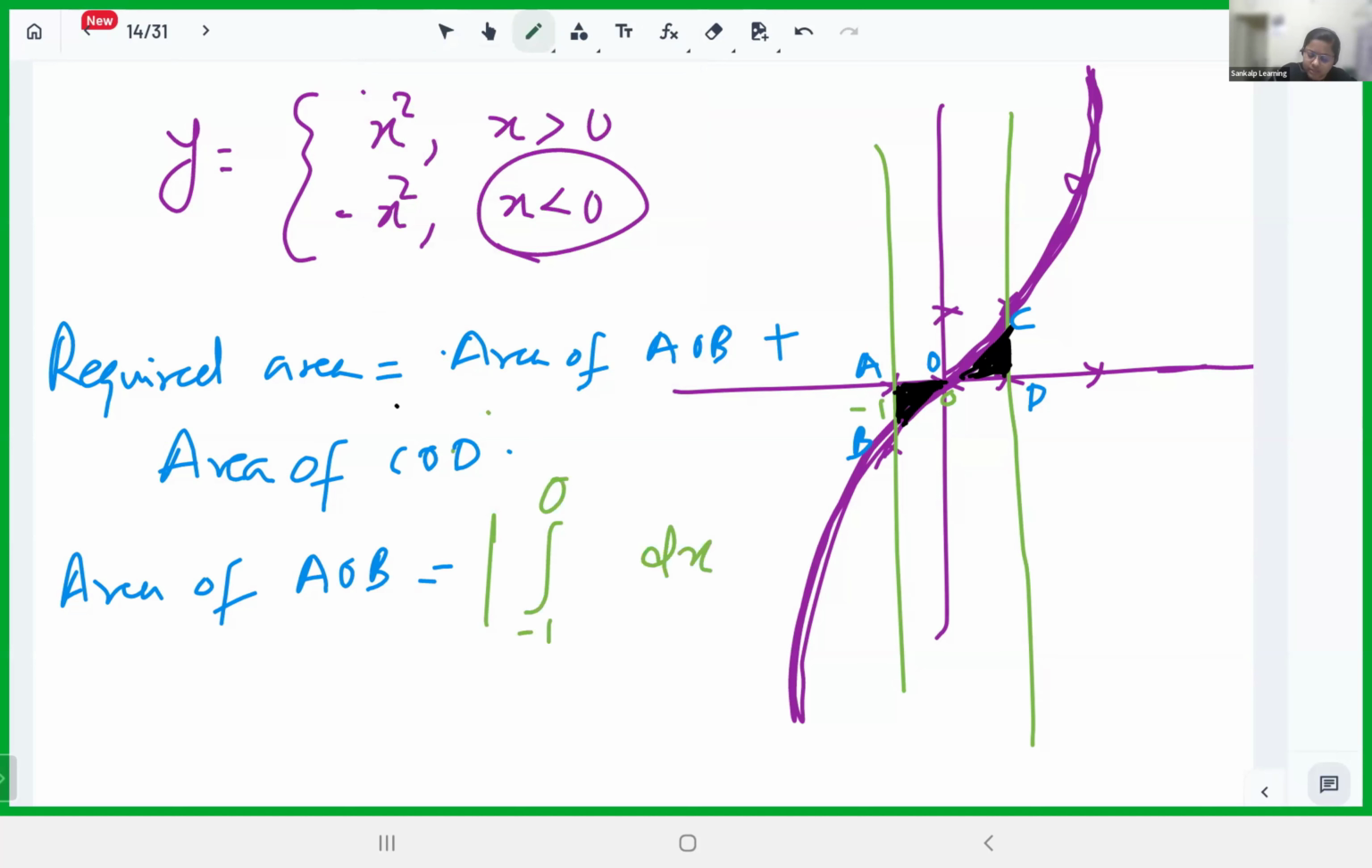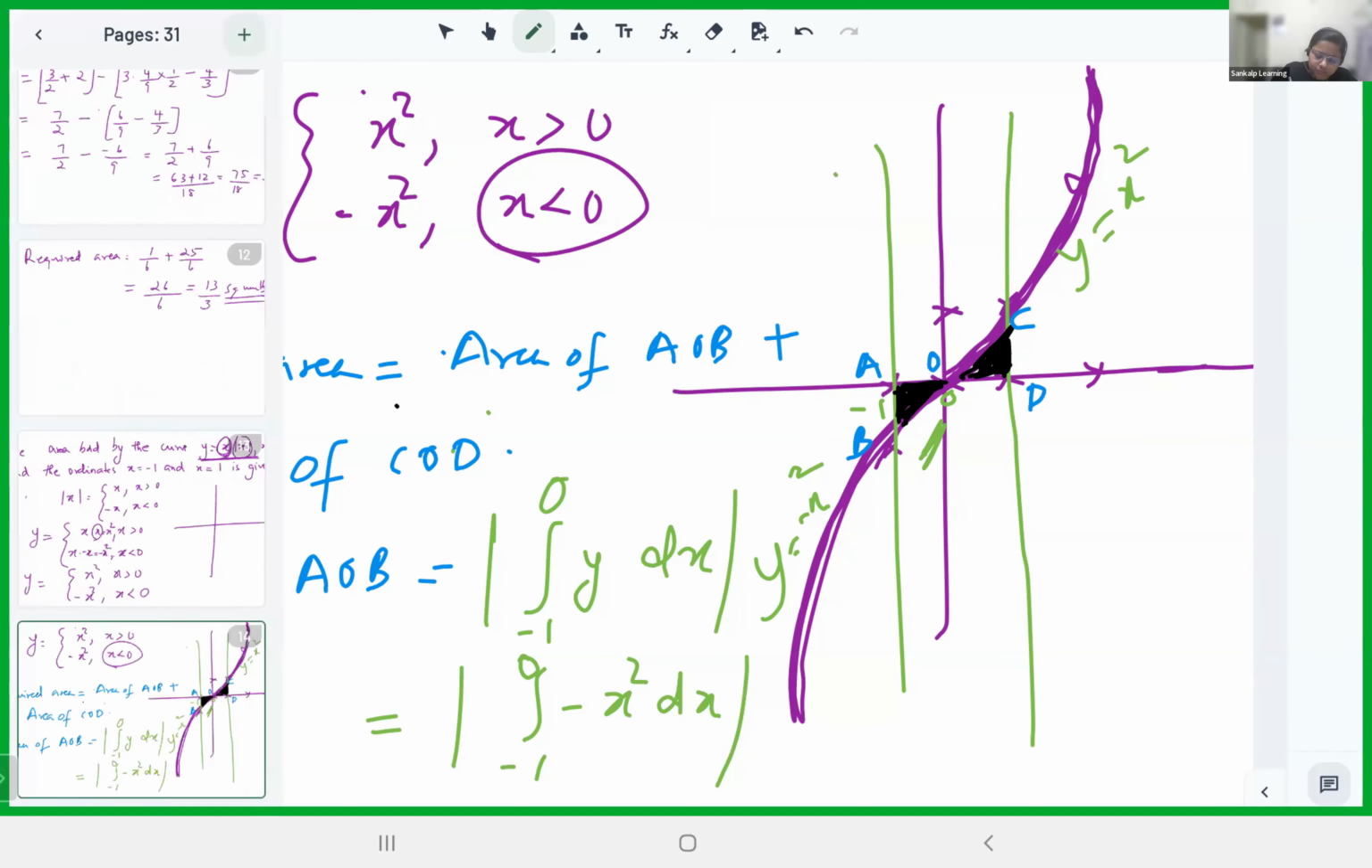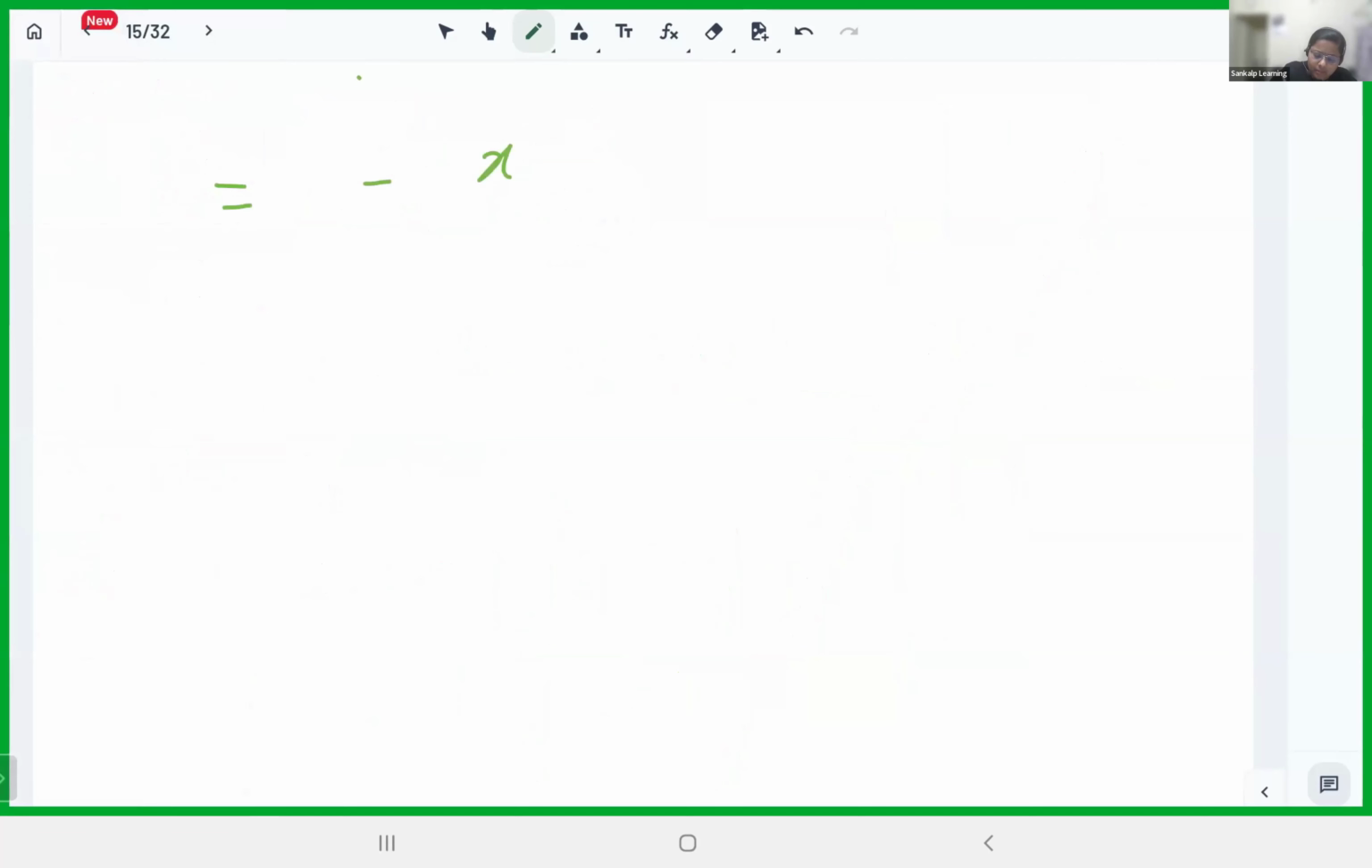x is varying, so you have to consider y. And what is this y? Here y is equal to minus x square and here y is equal to x square. So in this portion, y is equal to minus x square, right? So it is modulus of integral from minus 1 to 0 of minus x square dx. All right, so this is equal to modulus of minus x cube by 3 from minus 1 to 0, right?